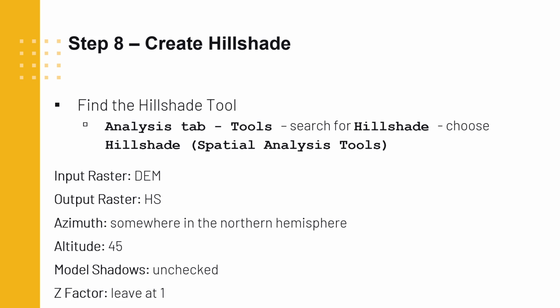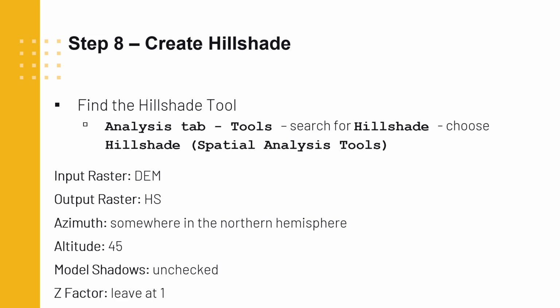The azimuth, make it somewhere in the northern hemisphere. So just to understand how the azimuth works, imagine a compass, okay? So 0 is actually due north, okay? So that would be 90 degrees would be due east, 180 would be due south, and 270 would be due west. So 315 is the sun, which is the default, is the sun coming from the northwest quadrant, okay? This is a wonderful default, and I would leave it at that.